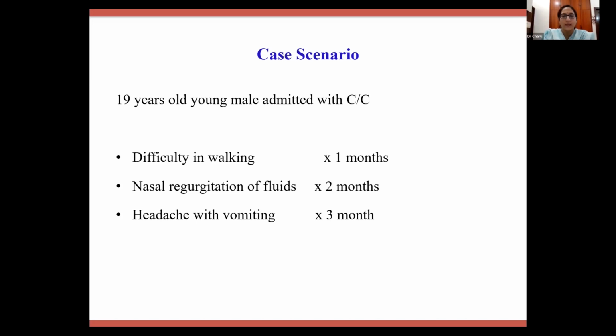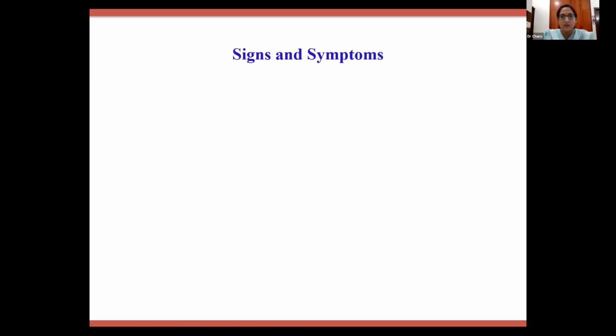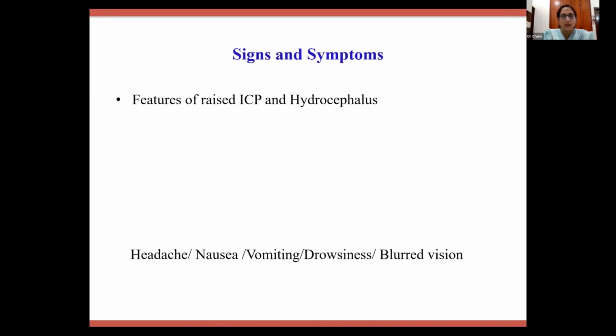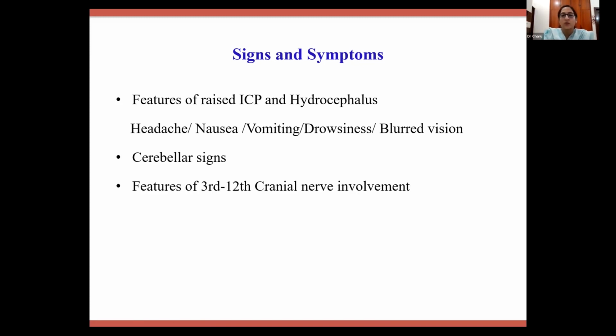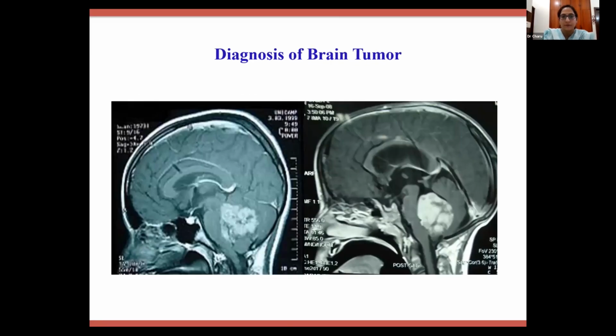So what else do we want to elicit? The other signs and symptoms which we have to see are the features of raised ICP and the presence of hydrocephalus. Does the patient have headache, nausea, vomiting, drowsiness, and blurred vision? The cerebellar signs: does the patient have dysdiadochokinesia, nystagmus, ataxia, dysmetria, features of 3rd to 12th cranial nerve involvement, any motor weakness or sensory involvement? So we have to look for all these things in our history and during examination.